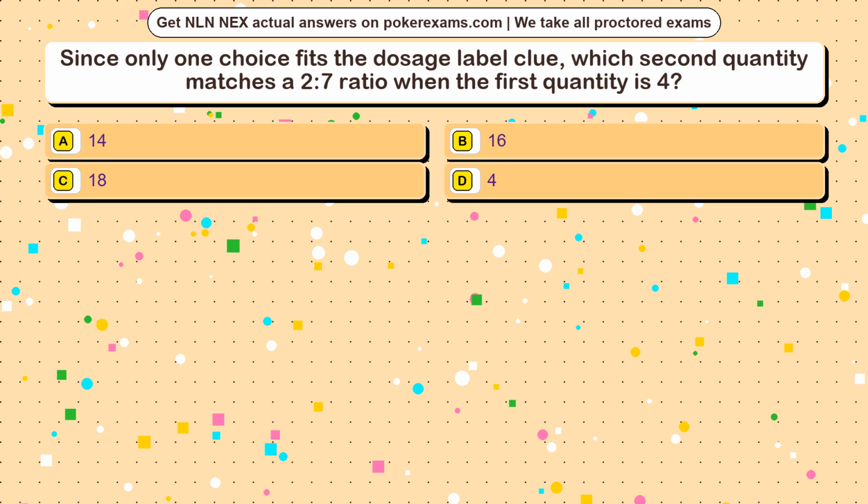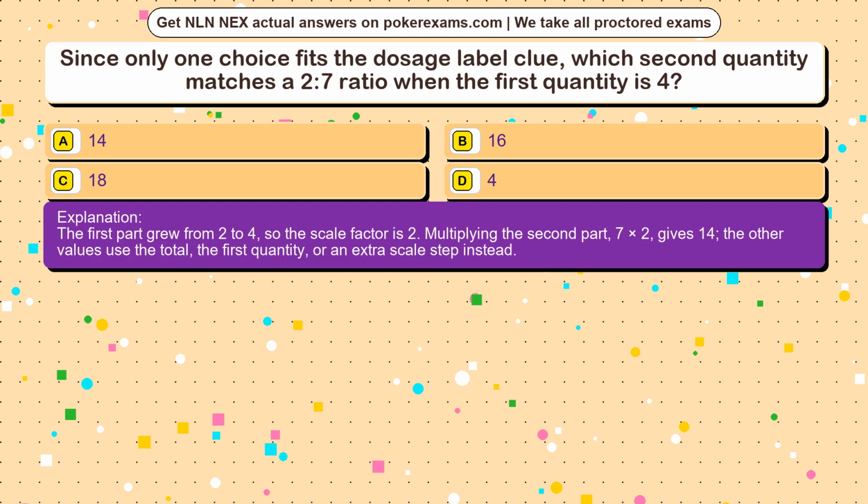The correct answer is option. The first part grew from 2 to 4, so the scale factor is 2. Multiplying the second part, 7 times 2, gives 14. The other values use the total, the first quantity, or an extra scale step instead.